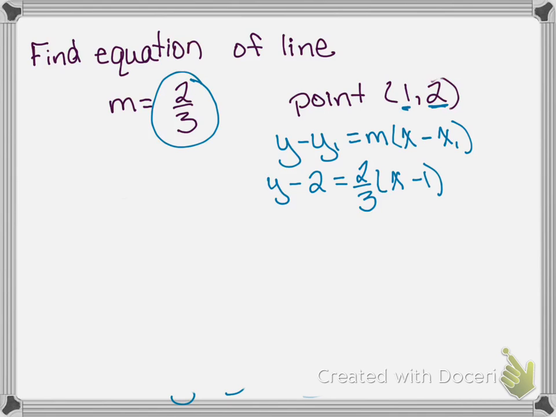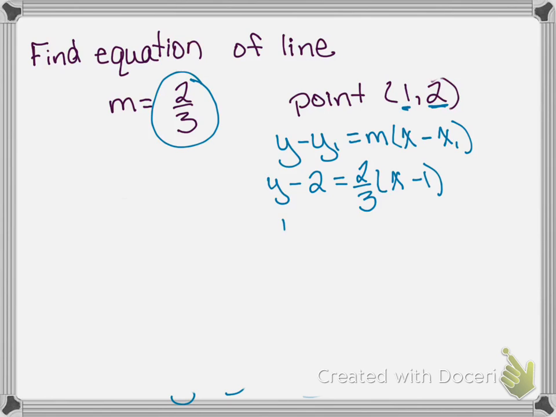Now what I do is I put this in slope-intercept form. So I have to solve for y. What is the first thing I have to do when I'm solving for y? Get it by itself. I do have to get y by itself, yes. So what do I do in order to do that? Add 2. Before I add 2, I have to do something. You're on the right track. I heard it. Somebody said it. Distribute. You distribute. So I've got to distribute my 2/3.